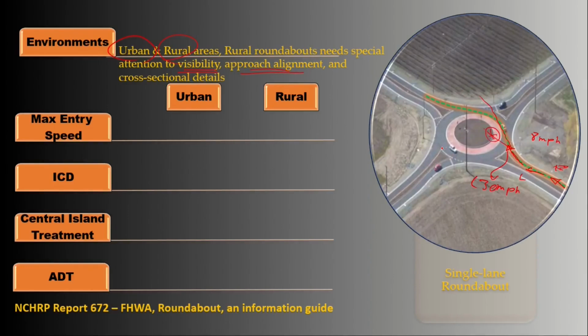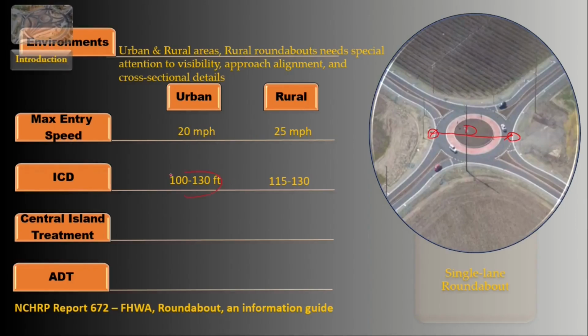The fastest path should be checked to make sure this deflection prior to entry forces entering traffic to adopt a speed of maximum 20 miles per hour in urban areas and 25 miles per hour in rural areas, and the distance across the circle inscribed by the outer edge is of size 100 to 130 feet for urban areas and 115 to 130 for rural areas.